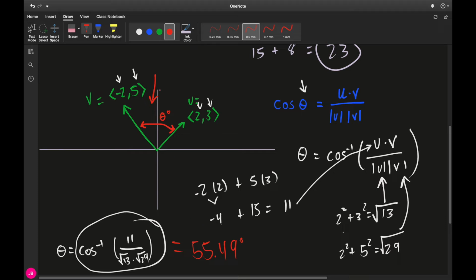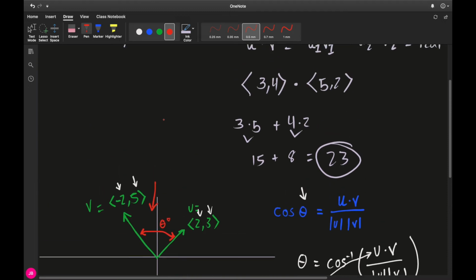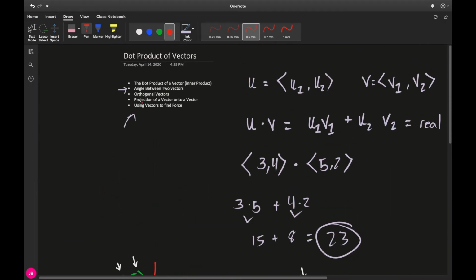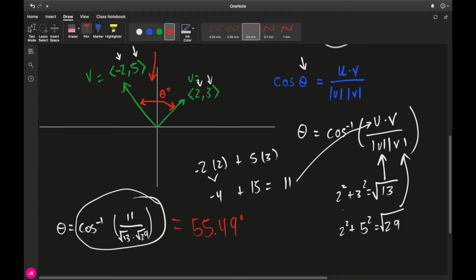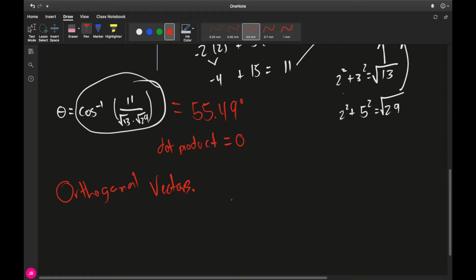And so using the dot product, we were able to figure out the measurement between these two angles. Now, orthogonal vectors are simply vectors whose dot product is equal to 0. Now, these are going to be useful for us because when the dot product of a vector is equal to 0, then the measurement between the angles is 90 degrees. And we're going to be using this to find projection angles.